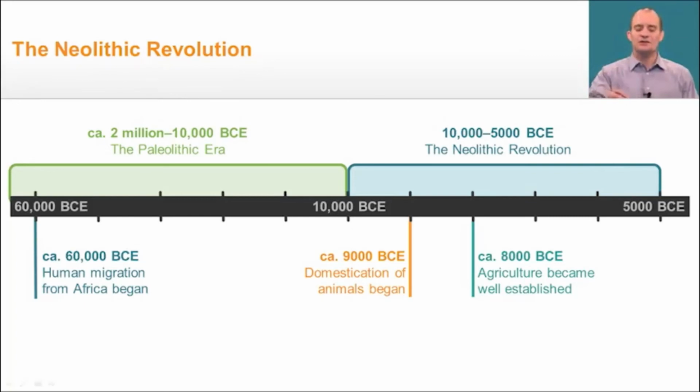Now the huge change happened around 10,000 BCE, where the domestication of animals began. 1,000 years later, agriculture was established 1,000 years after that. And this entire time period, from 10,000 BCE to about 5,000 BCE, is called the Neolithic Revolution. So just try to keep this timeline in mind as we're studying this key time in history.